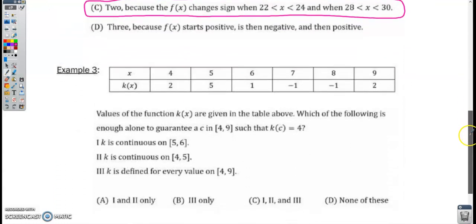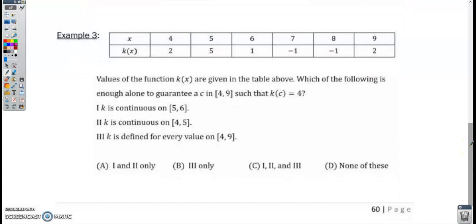All right, and example 3. Values of the function k of x are given in the table above. Which of the following is enough alone to guarantee a c in the interval from 4 to 9 such that k of c equals 4? Okay, so first off, k is continuous on [5, 6]. If I know that k is continuous on [5, 6], by the intermediate value theorem, this function must take on all values in between the function values at the endpoints, 5 and 1. 4 is in between 5 and 1, so this is true.